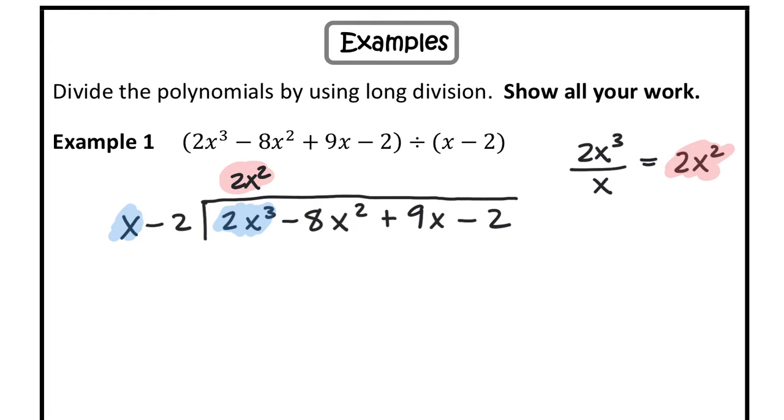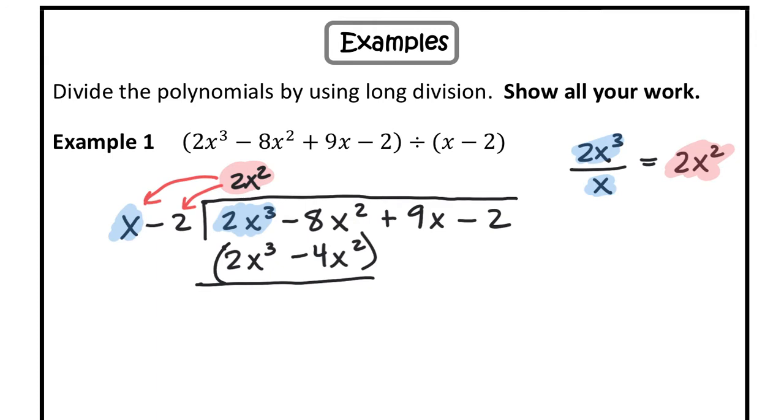Okay, then we have to multiply 2x squared. Remember this came from the blue and the blue. So we divided the two blue parts, which gave us this red part we put on top. Then we multiply 2x squared with x. So 2x squared times x is going to be 2x to the third. And then 2x squared times negative 2 is negative 4x squared. Then we're going to subtract. But we're subtracting this group.